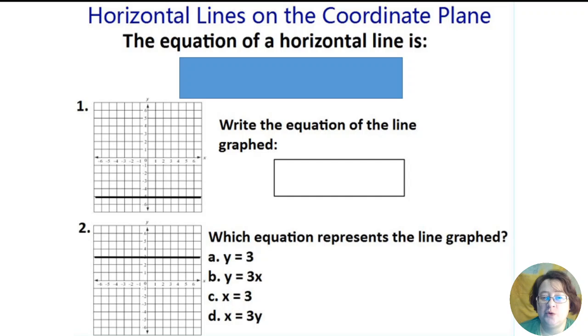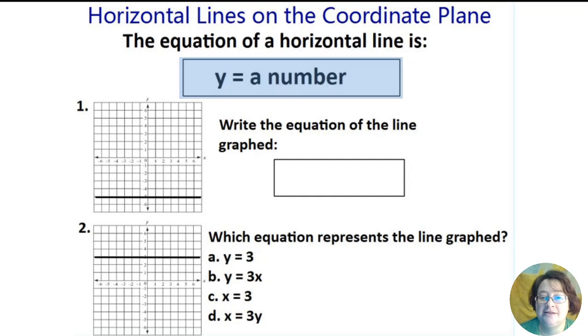Horizontal lines on the coordinate plane. The equation of a horizontal line is y equals a number. If you remember HOY-VUX from Algebra 1, horizontal, zero slope, y equals a number. That helps us out a lot. So we can write the equation of the line graph. It's going to be y equals, and through this whole line, y is equal to -5. So y equals -5 is what we'll put in our answer box.